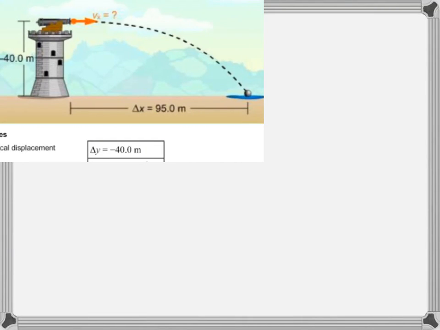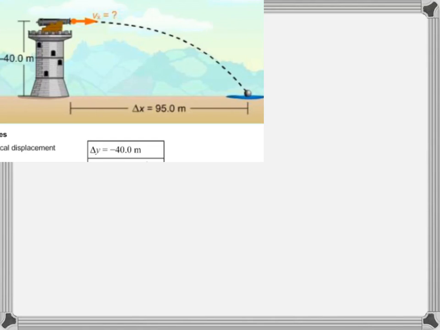Brinzy here. We're going to go through an example problem of a cannonball that's launched horizontally from a cannon, and it goes a certain range. I believe it says 95 meters right there. So it goes 95 meters and then lands in a pool, it looks like. And we're being asked what is the initial velocity of the cannonball coming out of this cannon. It looks like we're also given the height of the tower, which is 40 meters.